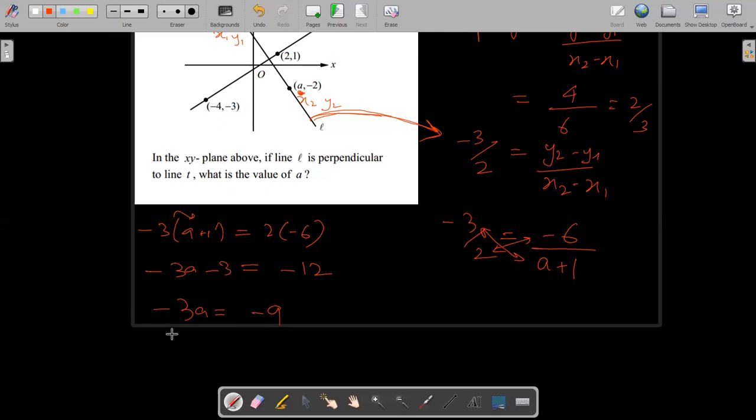Are you sure? Negative 3 divided by negative 9. Oh, it's 3. Negative and negative will cancel out. It'll be a equals 9 divided by 3, or negative 9 divided by negative 3. That is equal to 3. So the value of a is 3, right? Yes. Okay, I think 7 minutes left.